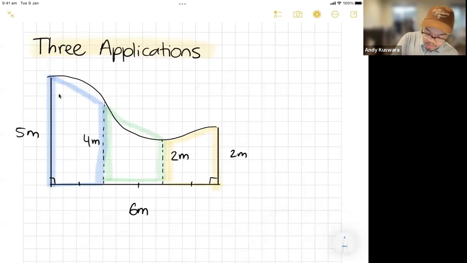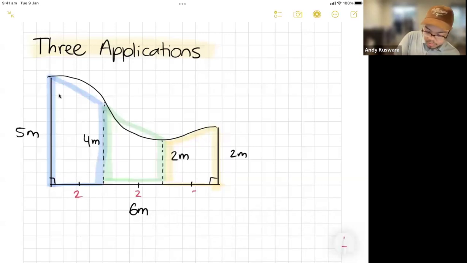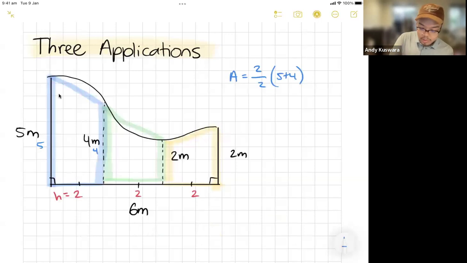So again, for this one now, if I've broken it up into 3 equal parts, I know that these distances are going to be 2, 2, and 2, because they make up 6. So those there are going to be your heights for each of your different applications. So for the first application, again, practice these on your own, see how you go. But it's going to be height on 2, and then your 5 plus your 4, because that is the height of your first trapezium, your first application. So this here will be 9 meters squared.